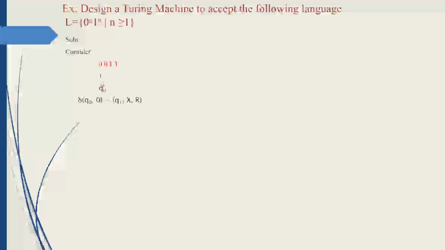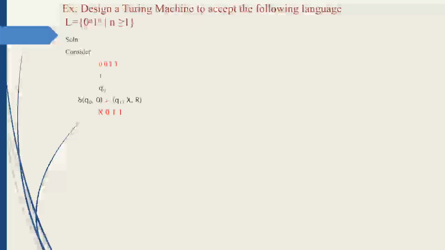Because after reading and replacing 0 by x, we have to replace the corresponding 1 so that the number of zeros matches the number of ones. That is, we have started with the initial state Q0 and 0 has been read, and after reading the 0, our transition says change the state to Q1, replace the 0 by x. See here, Q0 on 0, so we are changing the state to Q1, replacing 0 by x and moving the cursor to the right direction. Why are we doing this? After reading 0, we have to find 1. So that's why we are moving the cursor to the right direction.